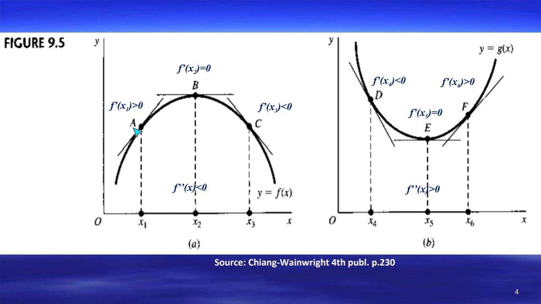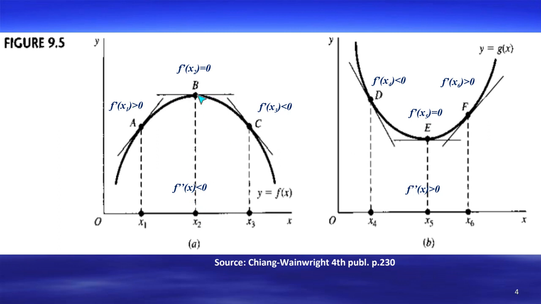At the point A, the slope is positive. You see, the function is increasing. From minus infinity up to x2, the function is increasing. At x1 as well, at the point A, the function is increasing. It has a positive slope. What does it mean in terms of derivative? It means the first derivative of the function at x1 is positive.